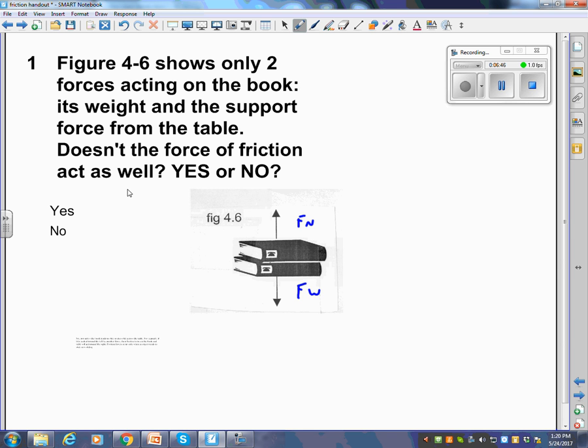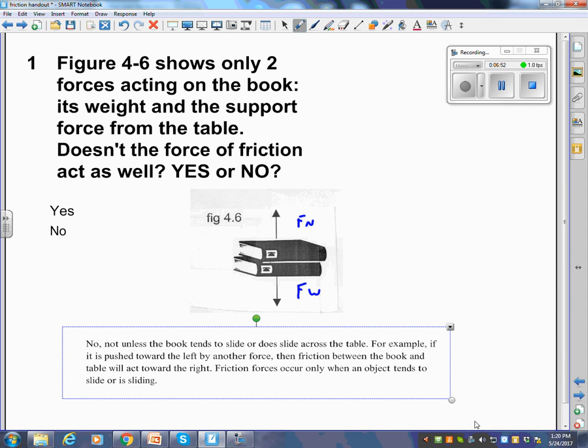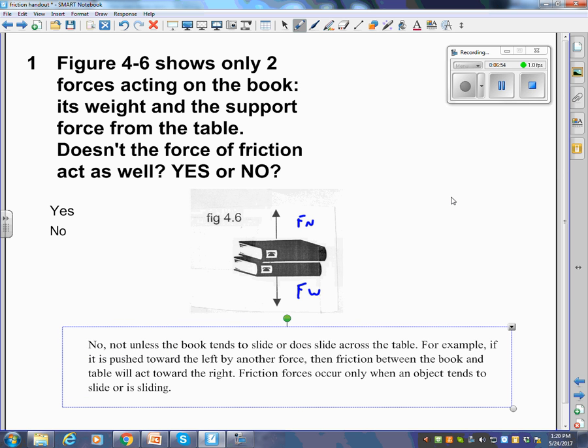So your answer is, Brandon? I would say no. You're going to say no? Let's see what the fine print says here. No. Unless the book tends to slide or does slide across the table. For example, if it's pushed toward the left by another force, then friction between the book and the table will act toward the right. Friction forces occur only when an object tends to slide or is sliding. Right? It has to be moving. Or trying to move.